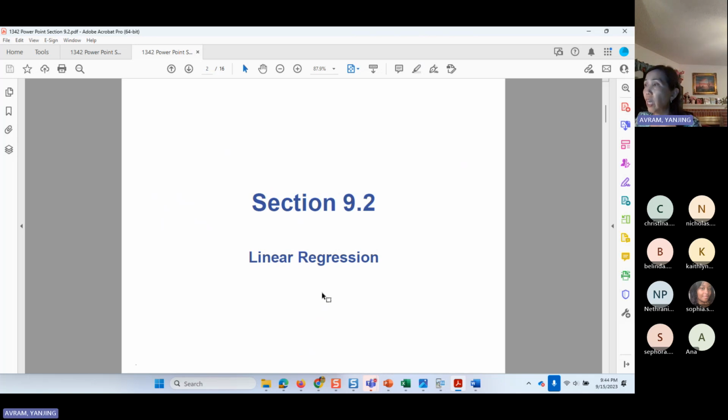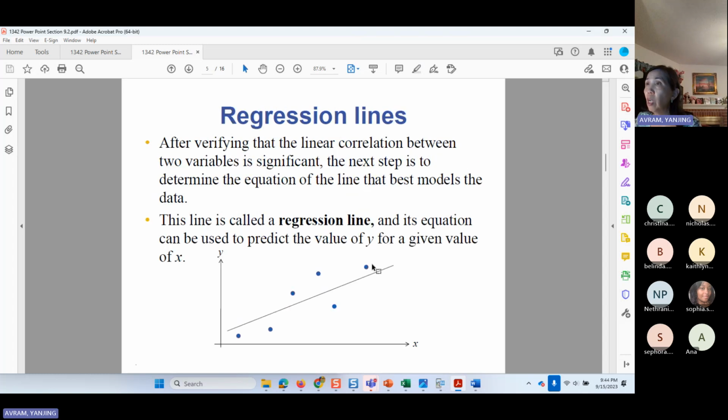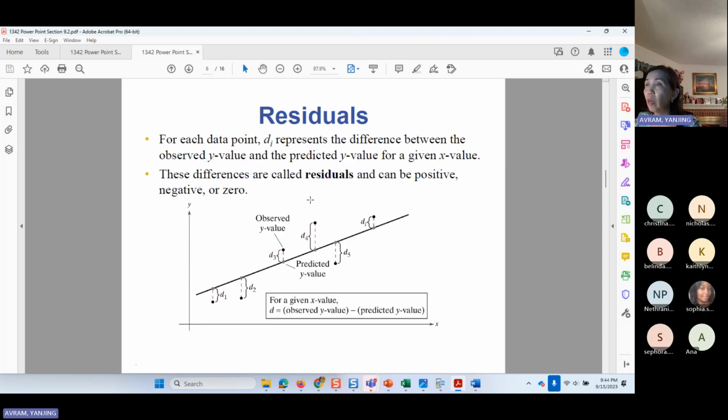Okay, so let's look at the last section here. It's called a linear regression. It's finding the y value using a regression equation, right? So this one is called a regression line. We're going to drop a straight line in here, all right? And then you have a residual. Residual means it can be up or down in here, all right?